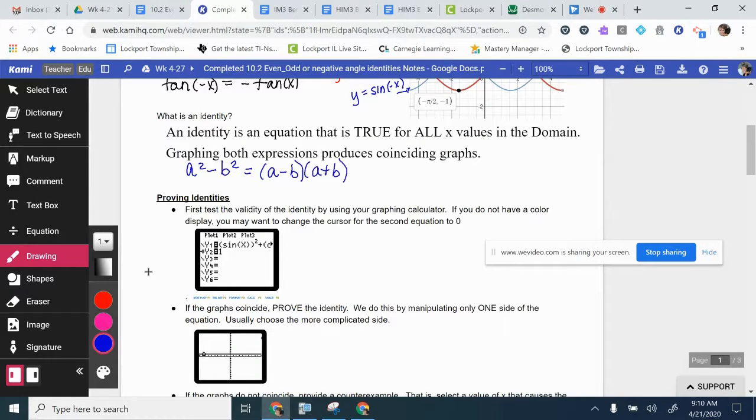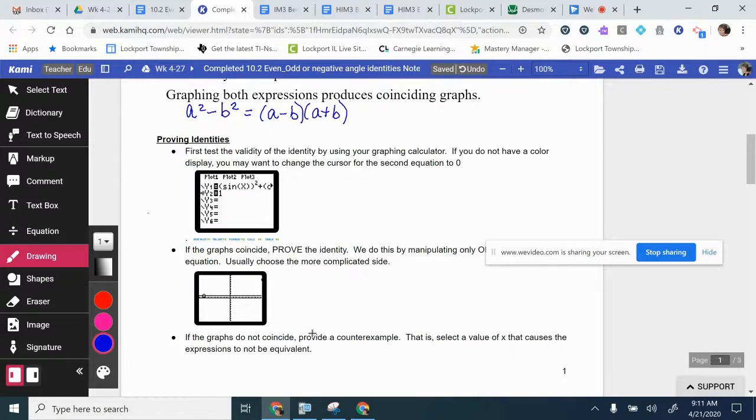If the graphs didn't coincide, then we wouldn't want to waste our time trying to prove something true that isn't true. So what we would do is to provide a counterexample. And a counterexample, we just need one of those, and that would be an x value that would cause the expressions to be non-equivalent. For the proving piece, though, let's go back to this one that we know.